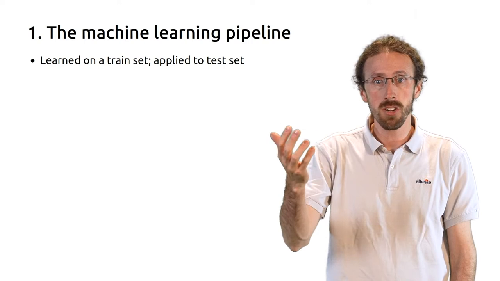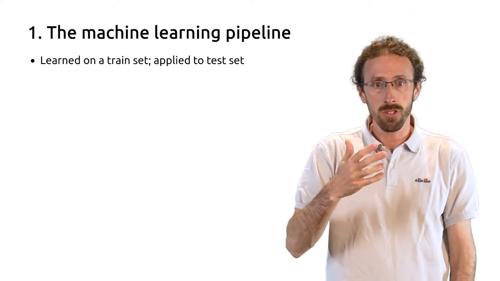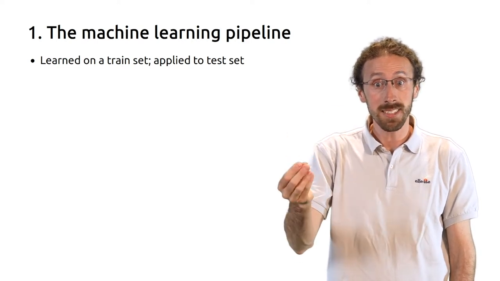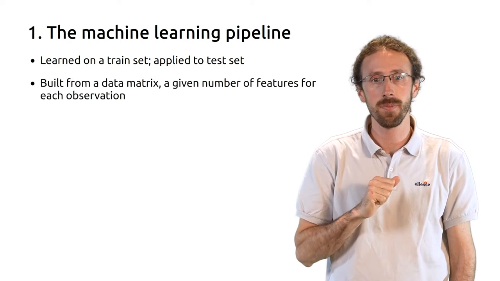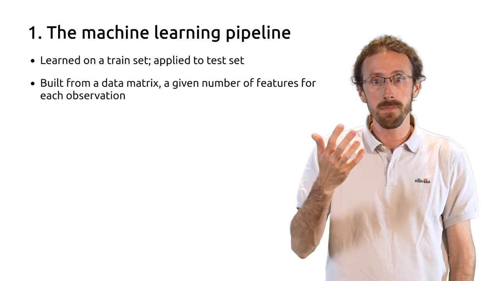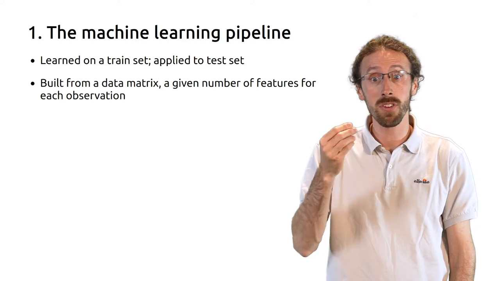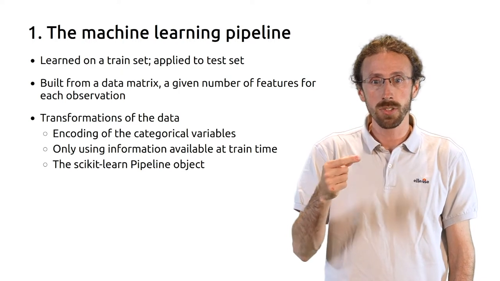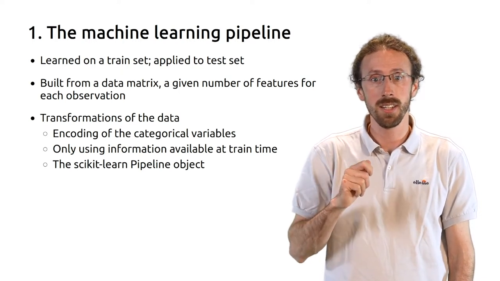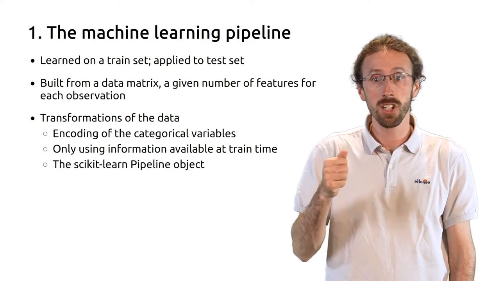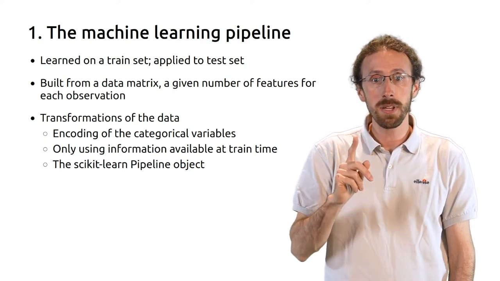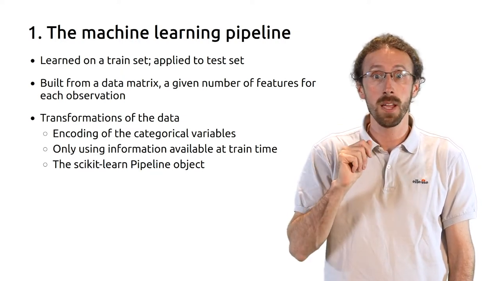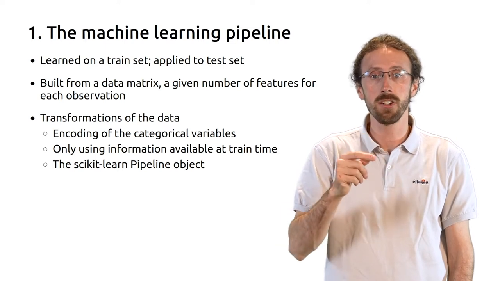First, the machine learning pipeline. The learners, the predictive models, are learned on a train set and applied to a test set that is different from the train set. They are built from a data matrix. In scikit-learn, it works with a given number of features per observation. Often, transformations of the data are necessary, such as encoding categorical variables. This must be done by using only information available at train time. And for this, you should use the scikit-learn pipeline object.